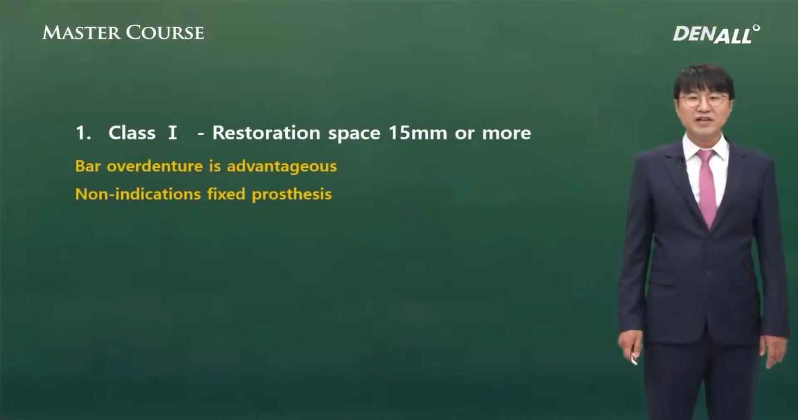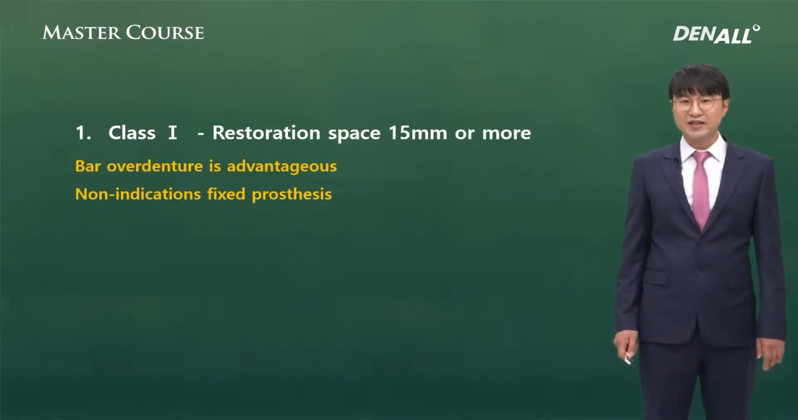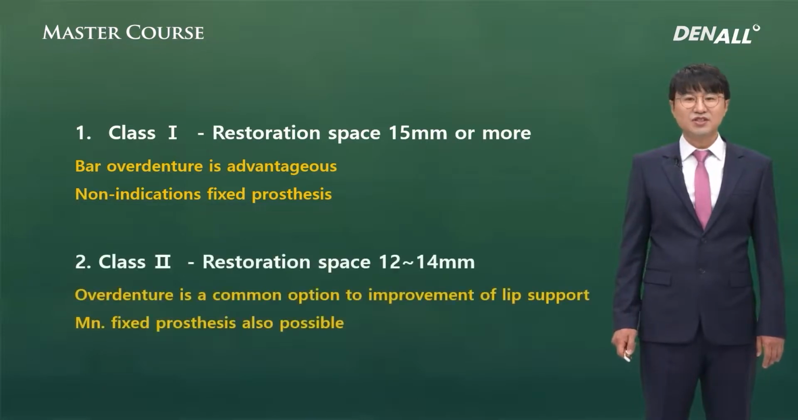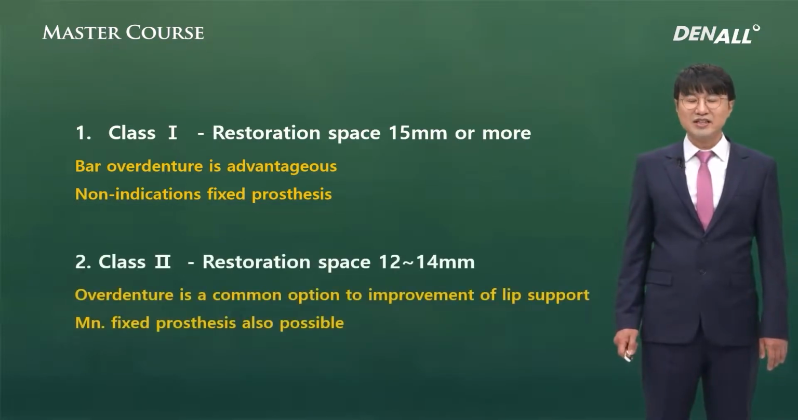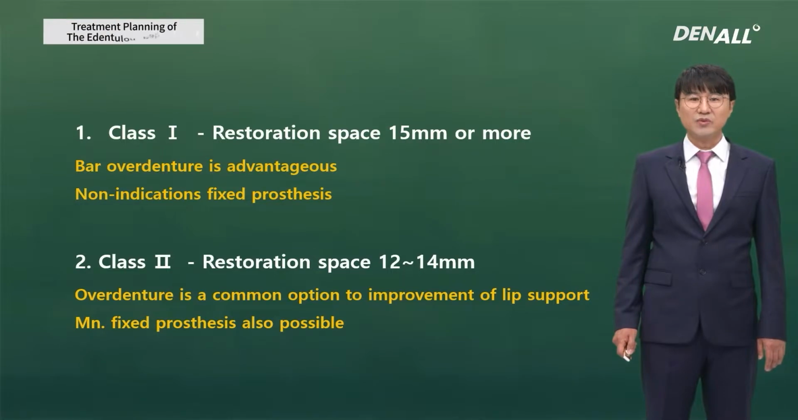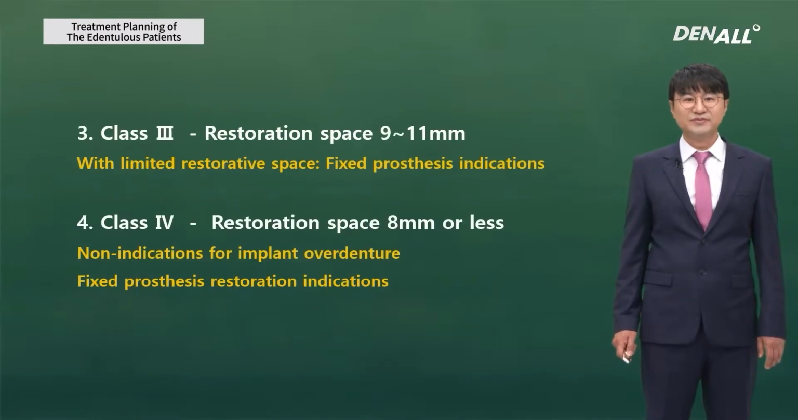In class 1 with significant amount of tissue loss, bar overdenture can be considered primarily. Fixed prosthesis is contraindicated. In class 2 with moderate level of tissue loss, overdenture is the general option chosen, and in the case of the lower, fixed prosthesis is also a viable option.